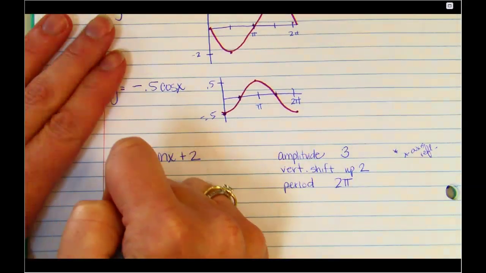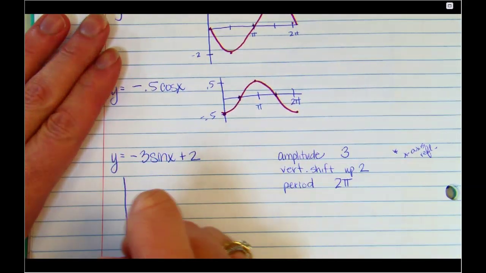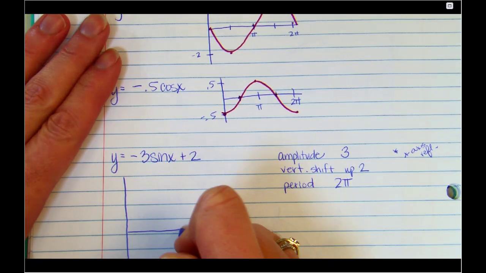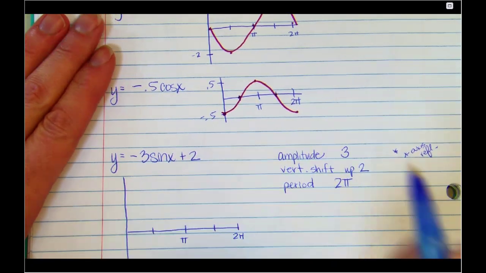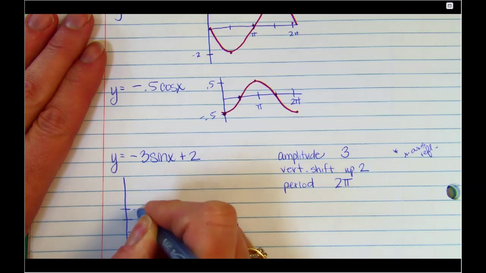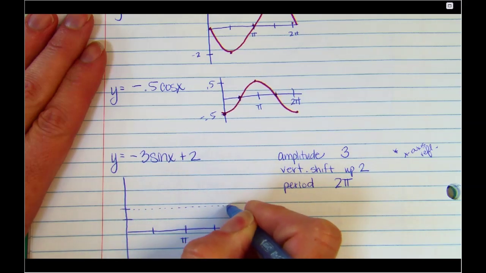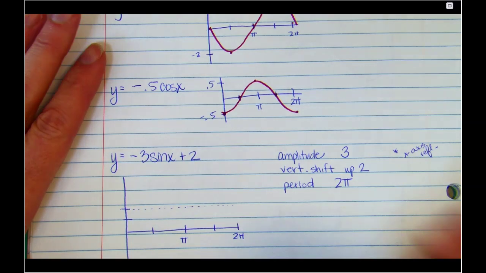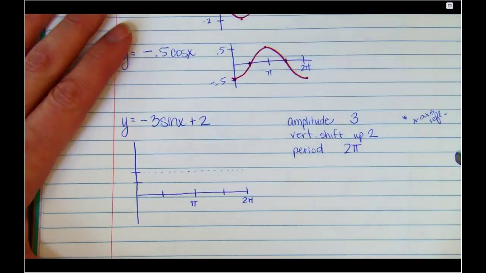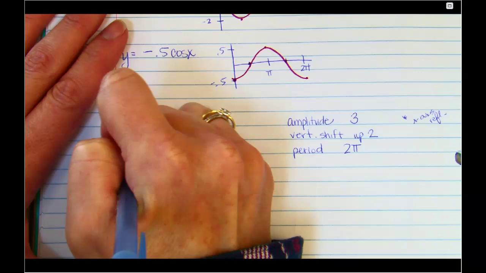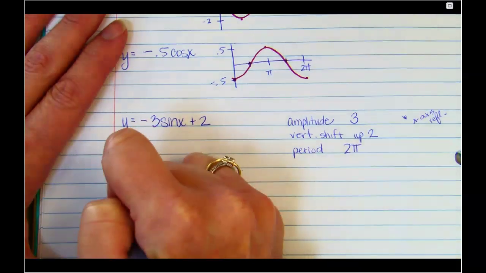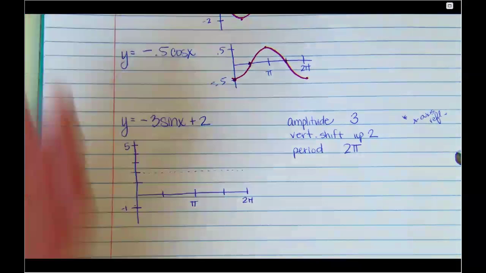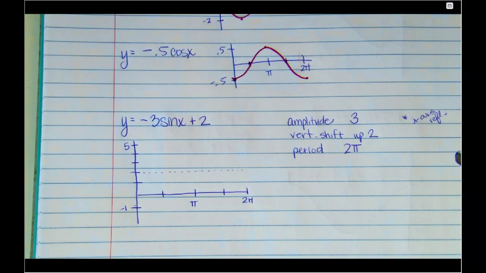So when you graph this is why I wanted to do this one. 2 pi, 1 pi. Okay, so it's shifted up to amplitude of 3. So how high does it get? Goes up to 5. How low does it get? Now, this is the key thing here, you guys. When we talk about reflecting something that has that vertical shift in it, it's reflected around the new x-axis. So that dotted line is what it's reflected around.